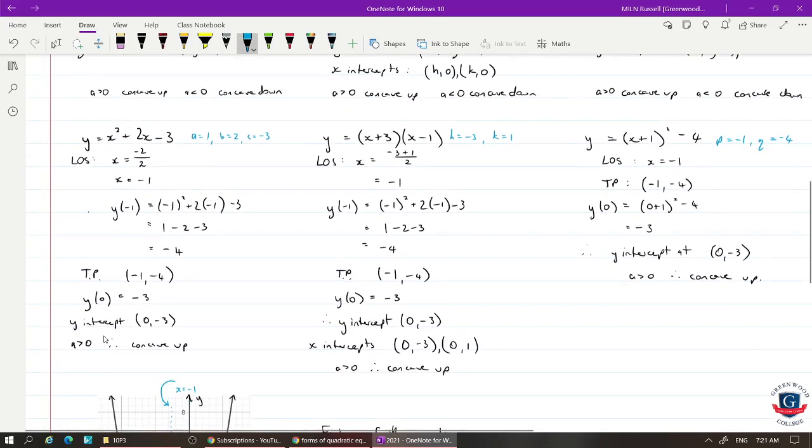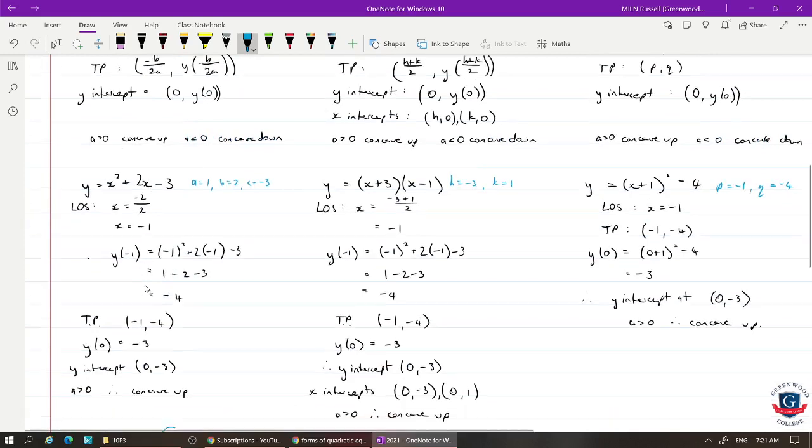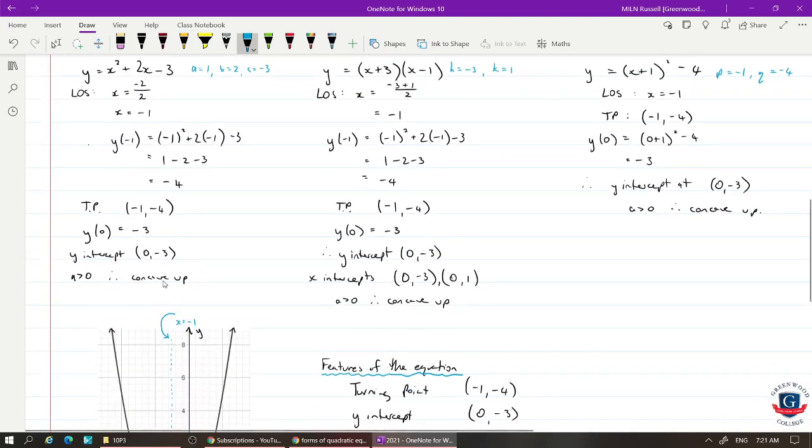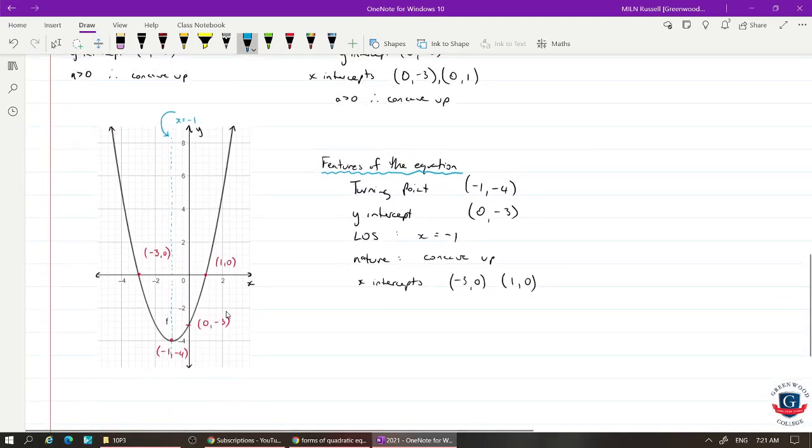If I want the y-intercept, just substitute in 0 into the equation. 0 plus 0 take 3. It's actually only ever this value here. So y at 0 is negative 3, giving us the y-intercept of (0, negative 3). And because the value of a, which in this case is 1, is positive, we know that the equation is concave up. So as an equation, it looks like this.